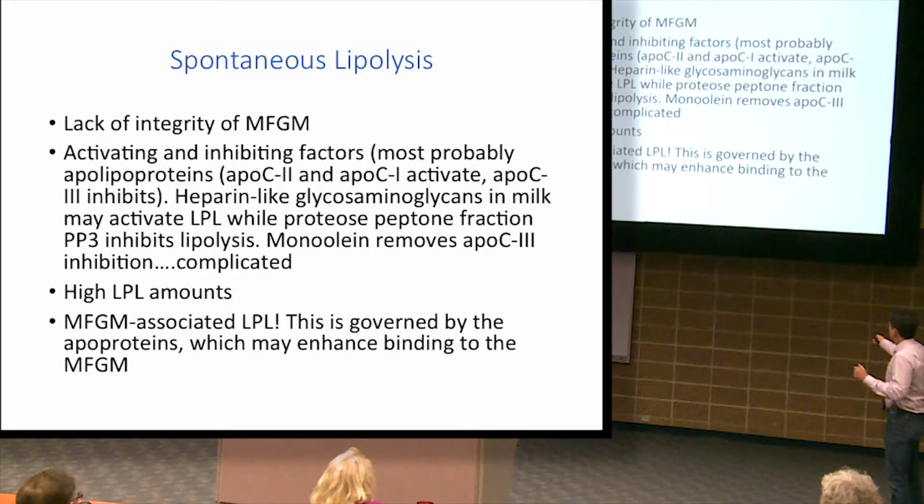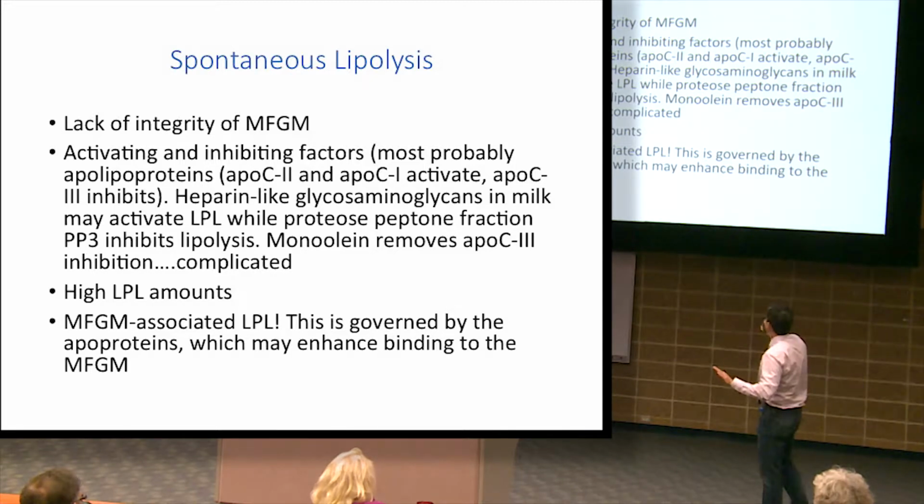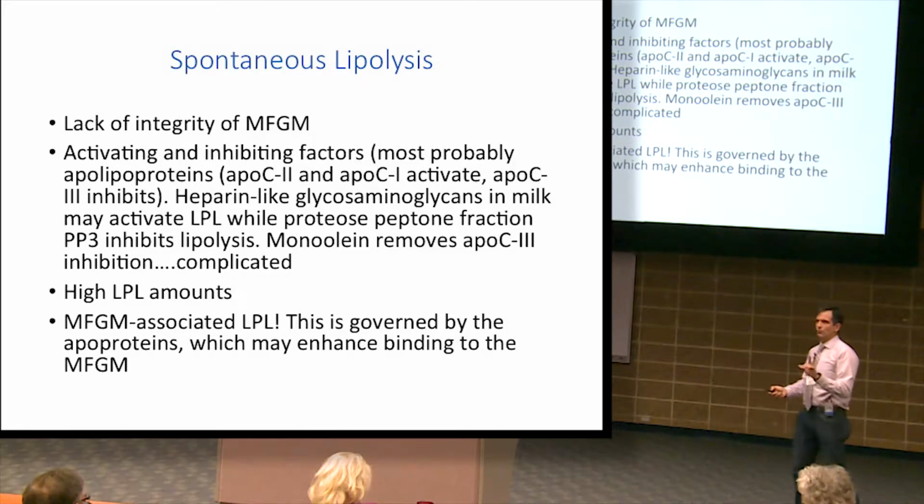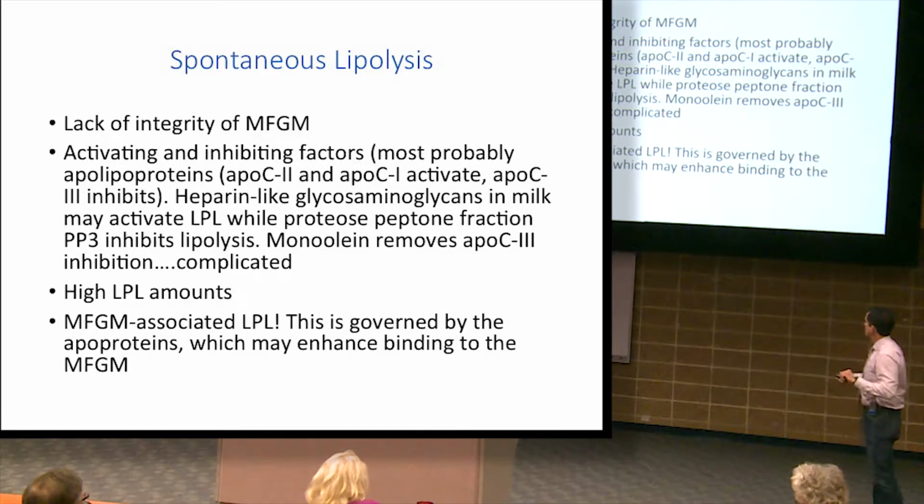Monoglycerides remove the apoprotein C3 inhibition of lipoprotein lipase. So now they're starting to fight against each other. Yeah? So there's a lot of factors in terms of the biochemistry that are probably almost impossible to control or make up your mind on.